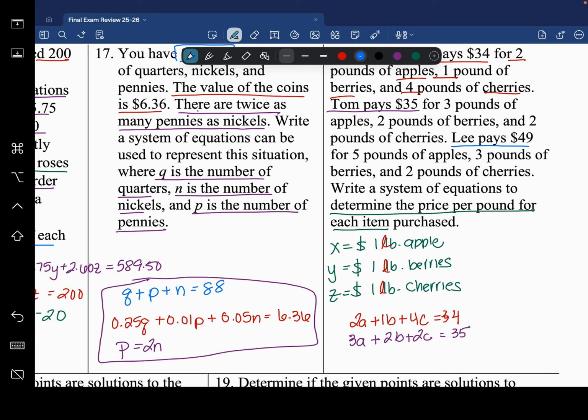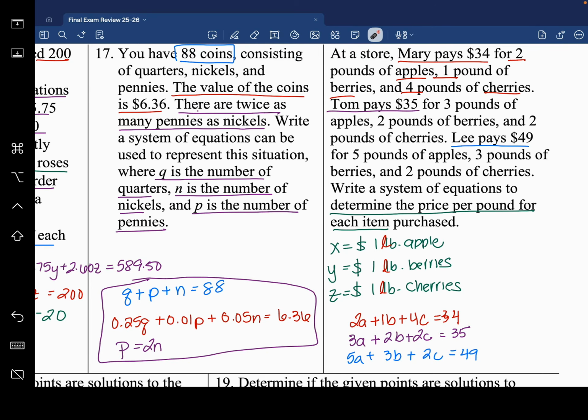And then Lee has 5 pounds of apples plus 2 pounds of cherries. Oh, I forgot berries. 5 pounds of apples plus 3 pounds of berries plus 2 pounds of cherries, and all that added up to 49. So it's what I consider basic because they're all totals, and it's almost like you shopping at the grocery store. If this is worth this much money and this much money and this much money, and then you add it all up at the end and get your total.